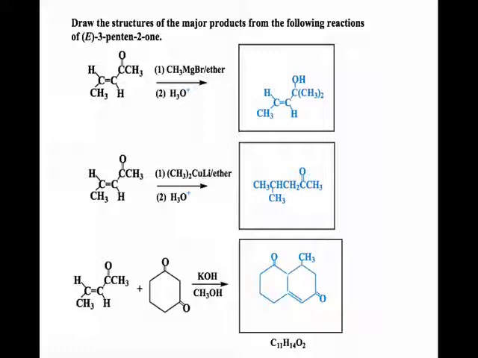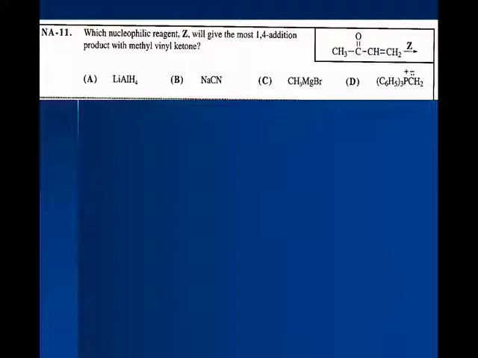Michael chemistry does what? 1,4 addition and makes nucleophile carbon bonds at the beta carbon of an alpha-beta unsaturated carbonyl. Okay? And then Robinson annulation forms these two fused six-membered rings by using a Michael followed by an aldol. Okay? All right, so let's look at some problems that you might find on an ACS standardized exam. Which nucleophilic reagent, Z, as they call it, will give the most 1,4 addition product with methyl vinyl ketone?